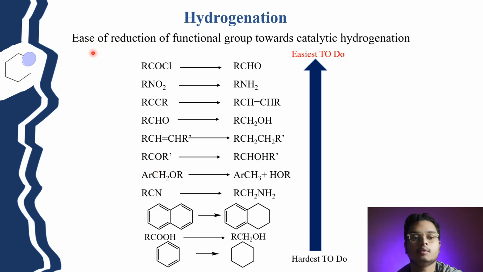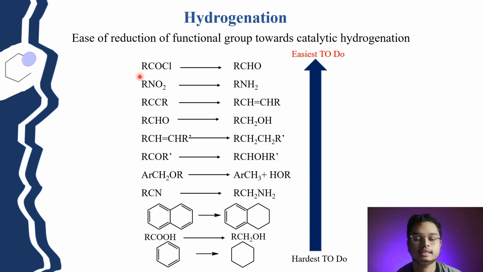But before that, we have to know the ease of reduction of functional groups by catalytic hydrogenation. If you see this particular chart, by applying metal catalysis, benzene to cyclohexane is the hardest reduction to do, because here we are losing the aromaticity. Now as we go up the arrow, the functional groups are the easiest to hydrogenate by using metal catalysis.